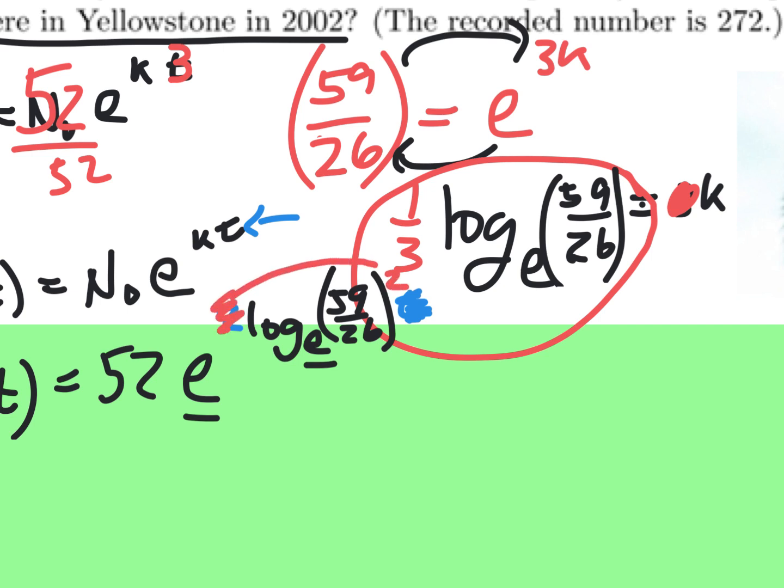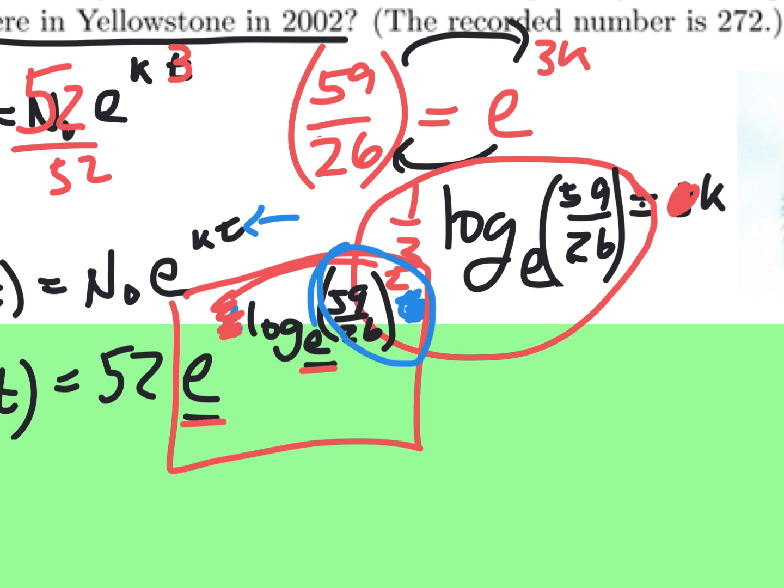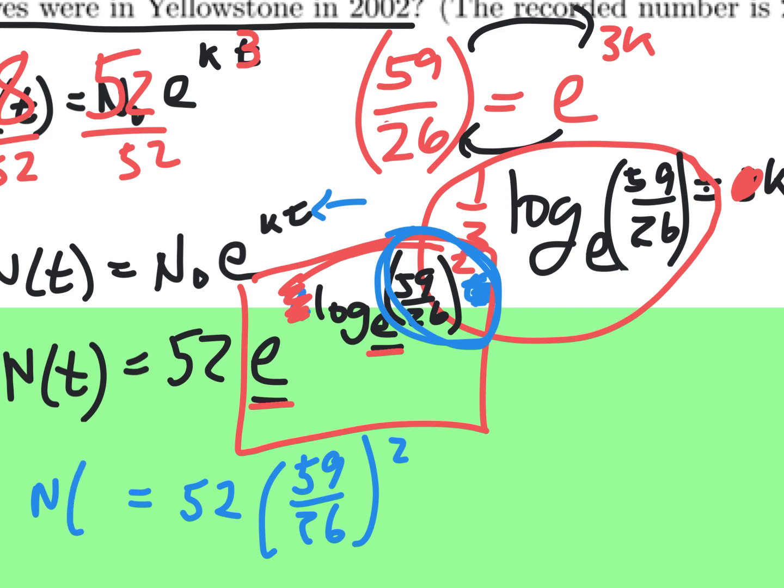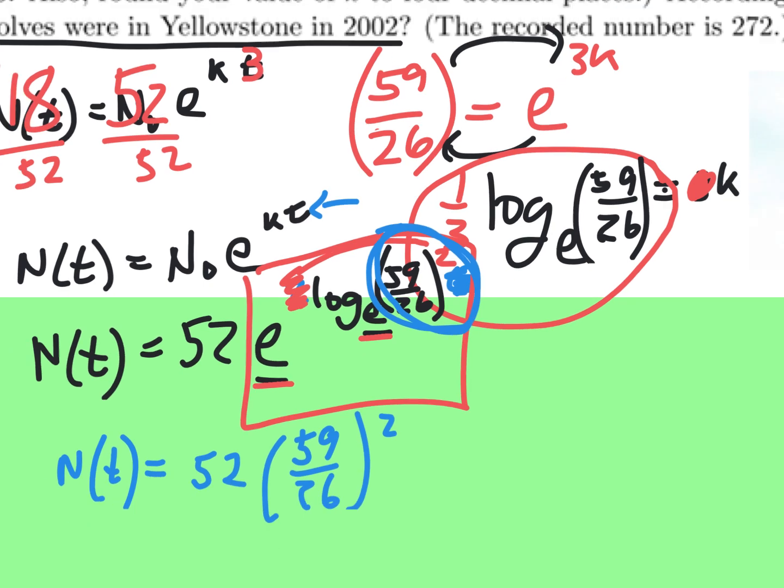And then notice that the bases are the same, so the answer's already there somewhere. It's there. That is what all of that is equal to. So my preferred answer would be 52 times 59 over 26, all to the second power. And that is how many wolves there would be 6 years later. Any questions about how I got that? How many of you think you can do that? You're going to be good on that kind. Okay, good. So what else is there?